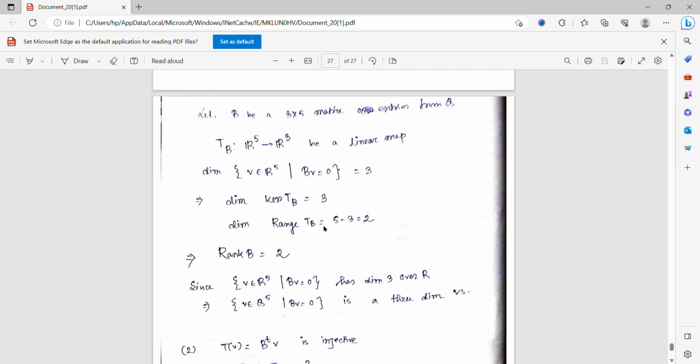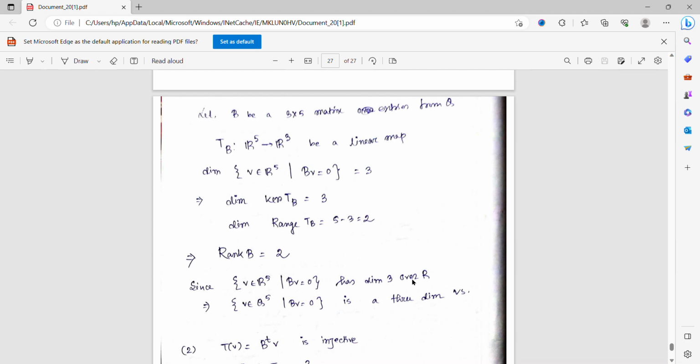Then the dimension of the range of T_B is basically 5 minus 3 equal to 2, from the rank nullity theorem. So the rank of B is 2. Because the dimension of the range of T_B is 2, which is the same as the rank of B, the rank of B equals 2.